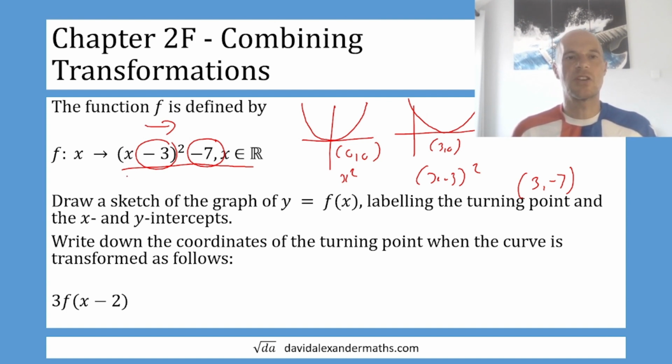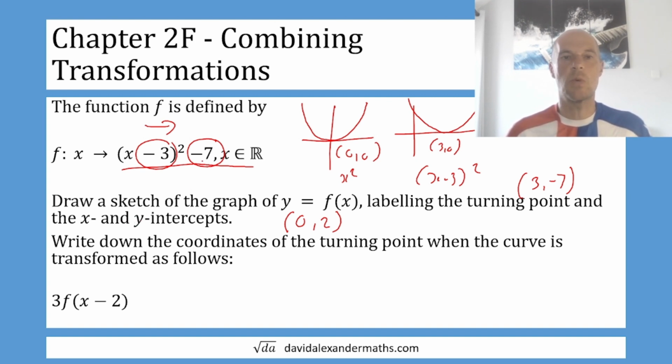So I'm going to substitute 0 into this equation. So 0 take away 3 is negative 3. Negative 3 squared is 9. 9 take away 7 is 2. So the y-intercept is 0, 2. So that helps us know that actually the y-intercept is positive, so it needs to be above the origin and not below it. And what are the x-intercepts?